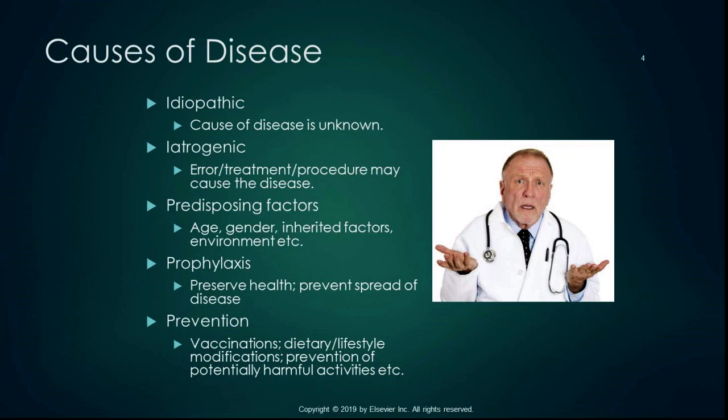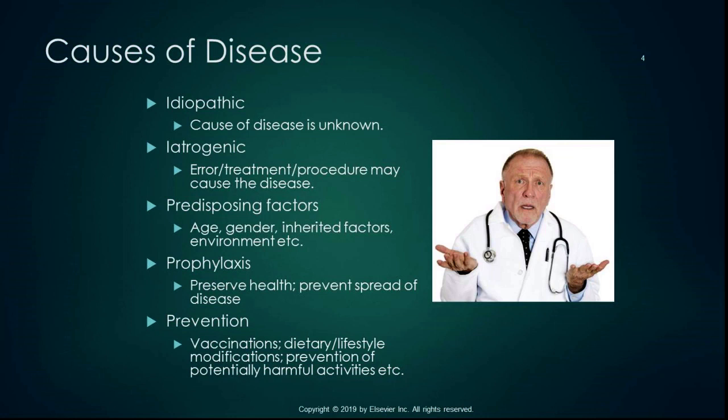So if you want to nitpick about it, predisposing factors are things that make you more prone to get a particular disease. Some of them, of course, can be changed. Some of them cannot be changed. You can't do anything about your age, your gender, your DNA. You can certainly change your environment, largely. And we'll talk about predisposing factors for different diseases that we talk about.